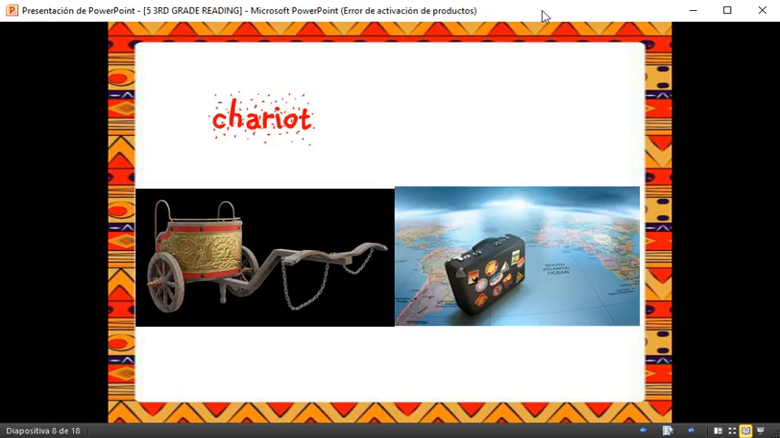Chariot. This was a transportation, a vehicle with two wheels, as you can observe in the photo. Usually, these chariots were used in Egypt, in Greece, for racing, or also when there were fights, they used a chariot or chariots. So repeat, chariot.